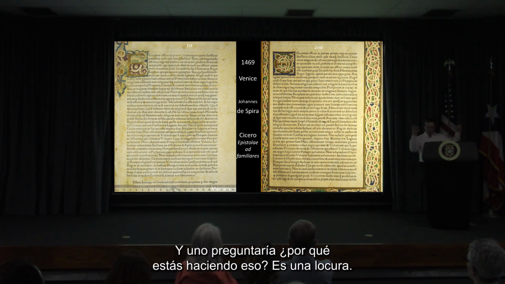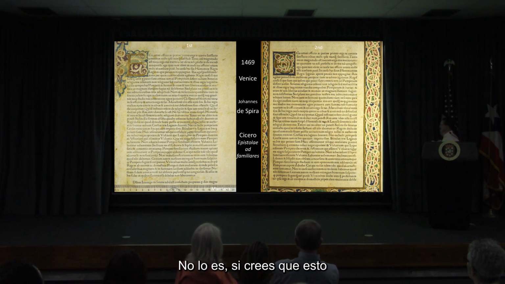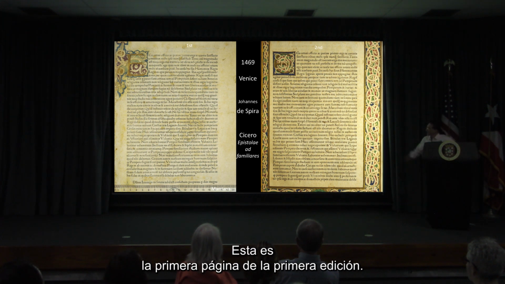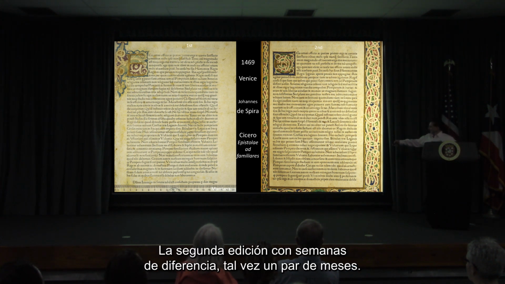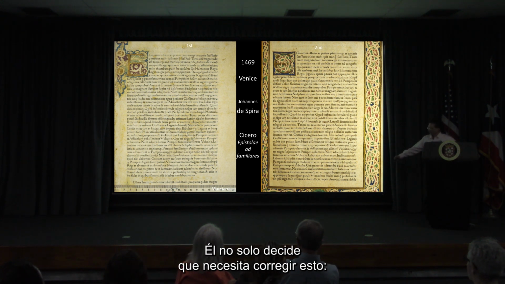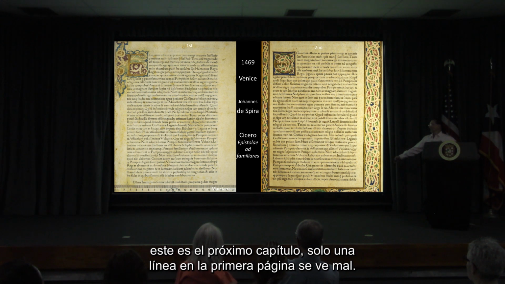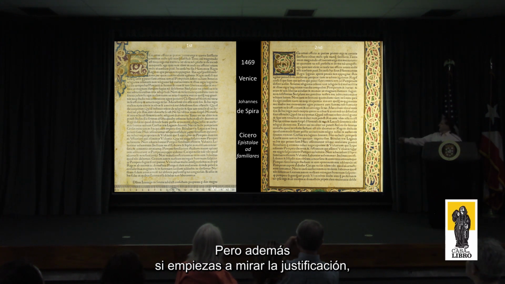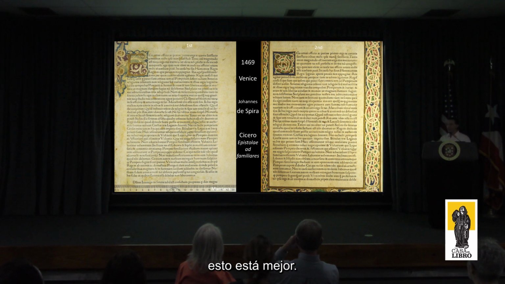And we say, well, why are you doing that? That's crazy. It's not. If you think that this is just not good enough, you can do so much better. This is the first page, first edition, second edition, weeks apart, maybe a couple of months apart. Not only did he decide, okay, I need to fix that. This is the next chapter. This just one line on the first page looks bad. But then if you start looking at the justification, this is better.